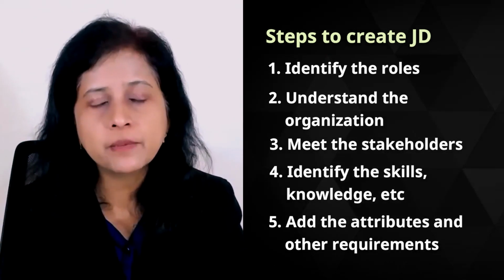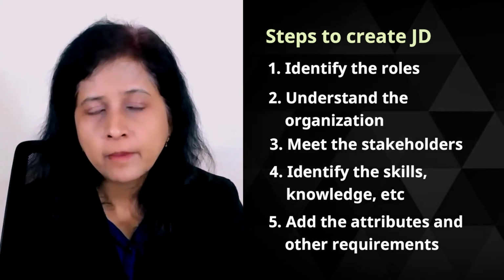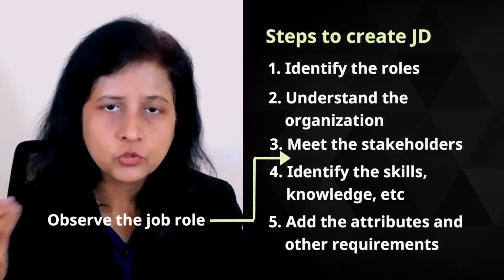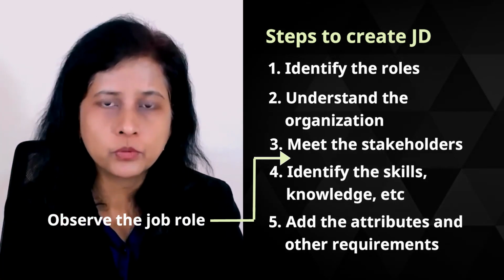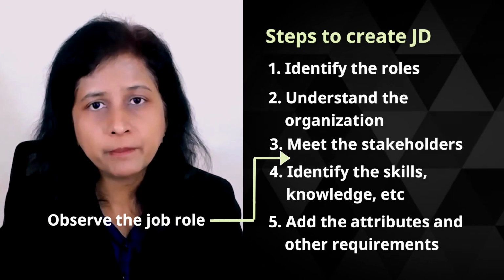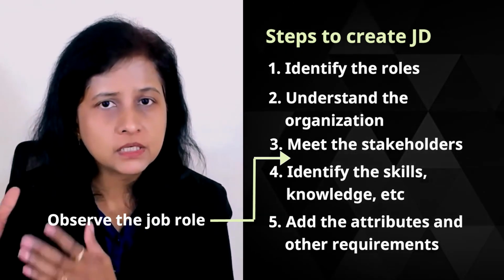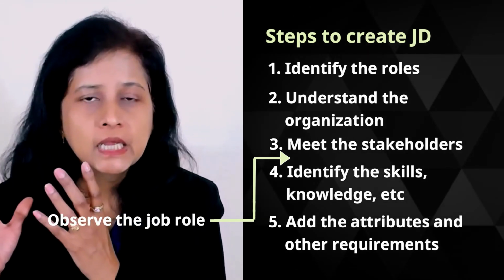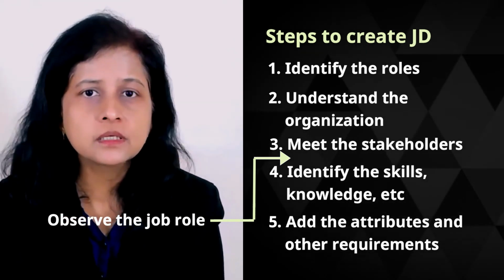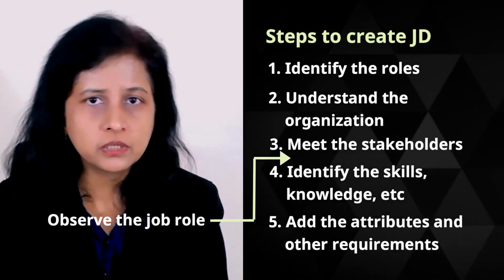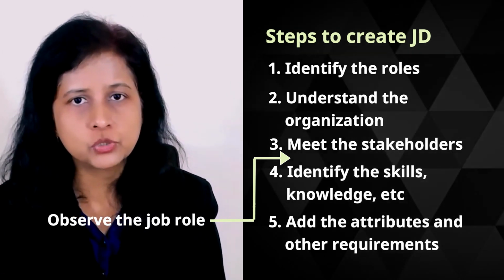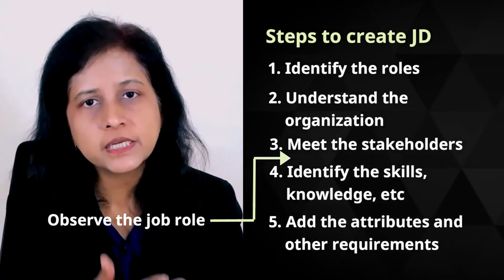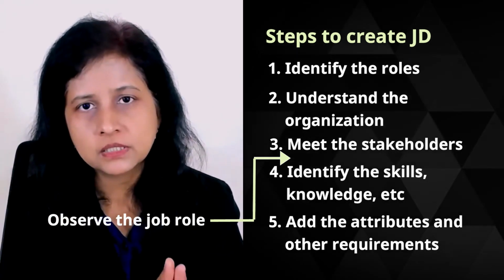Now there is one more step that you can include if it is feasible: you observe that particular job role. You observe people performing the job role. If there are successful people who are performing well at a certain position and you want to create a job description for that position, you can look at the person's entire day's working, what the person is doing, how that person is doing it. Based on that observation also, you can put certain aspects related to skills and knowledge and all of these things in the job description.